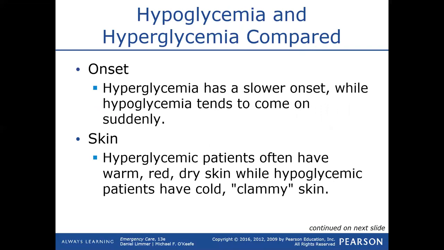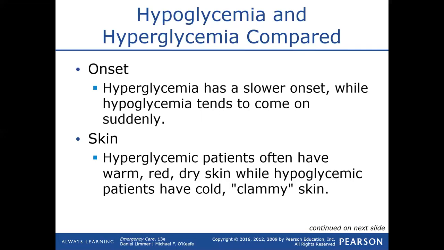So hypo and hyperglycemia compared. We've got to keep these two separated because they are very polar opposites of the scale, okay? So the onset, when we're comparing the two, hyperglycemia has a slower onset, while hypoglycemia tends to come on suddenly. So low blood sugar happens pretty quickly, okay? High blood sugar takes a little while, days or weeks, probably days to kick in, okay?